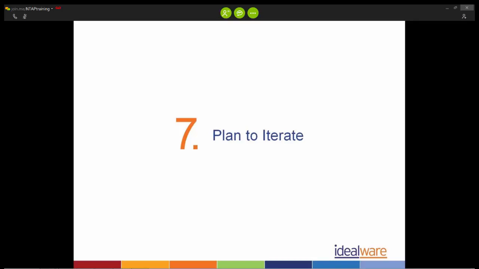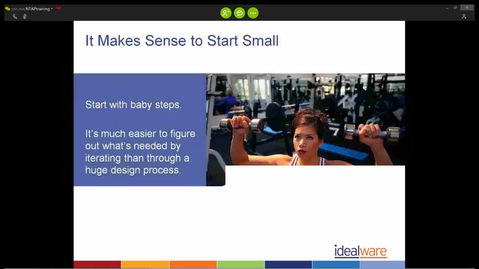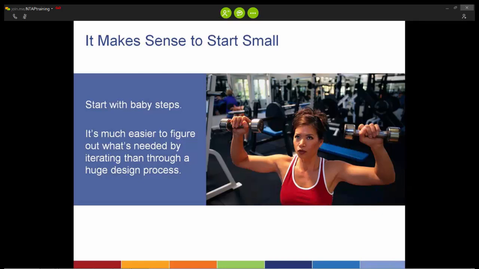All right, so number seven. We've been talking about this all along: the plan to iterate. In this realm, it's really important that you start small. As we've mentioned a couple of times, it's really difficult for anybody to know exactly how the dashboard will be used and what's going to be very useful until it's actually in front of people and they are trying to make decisions based on it.